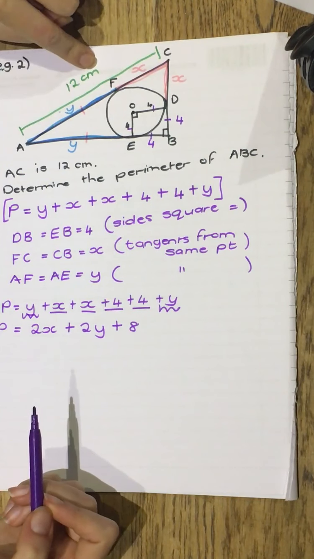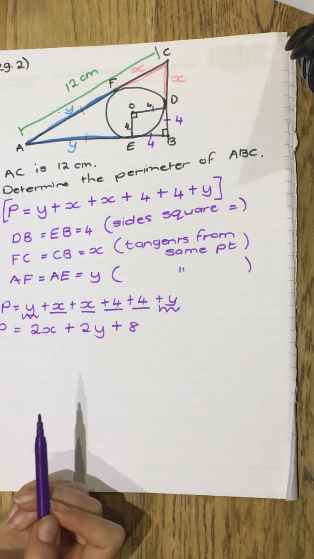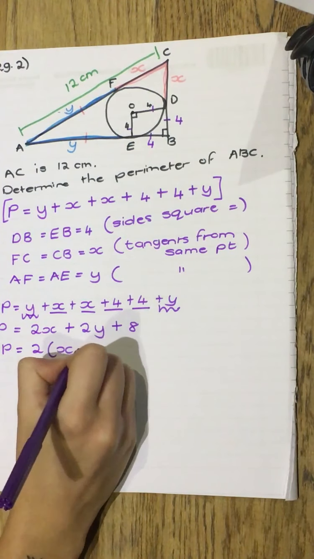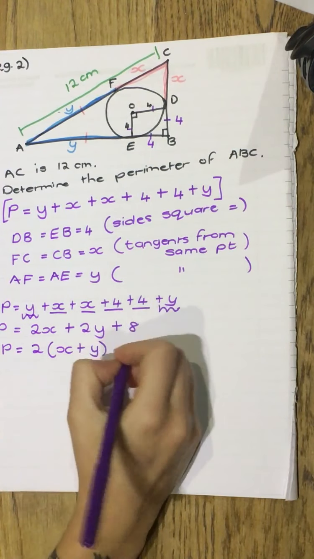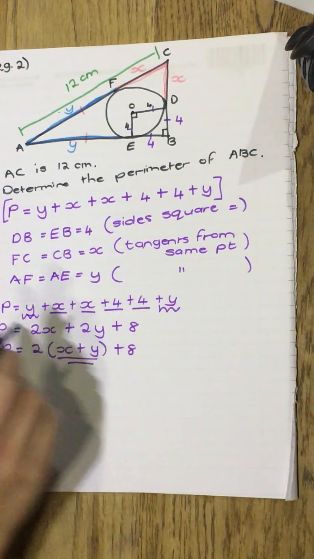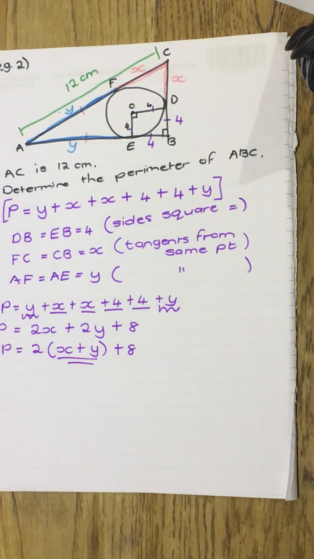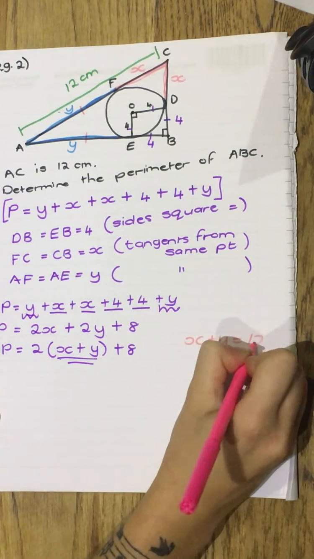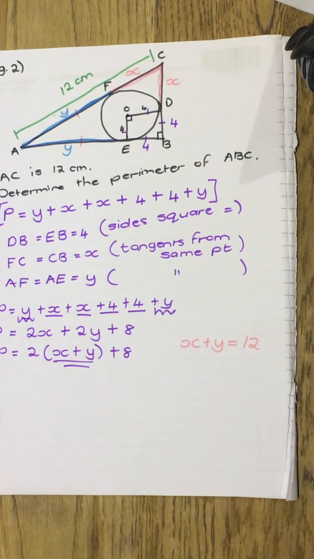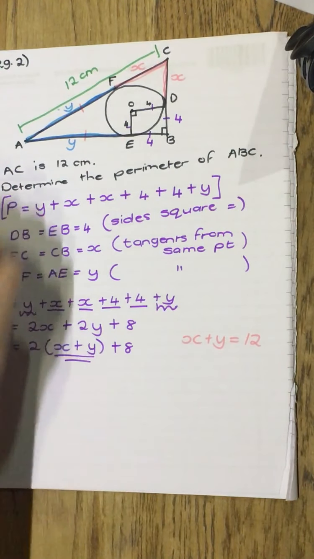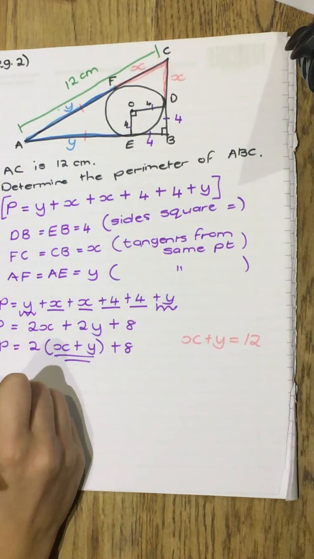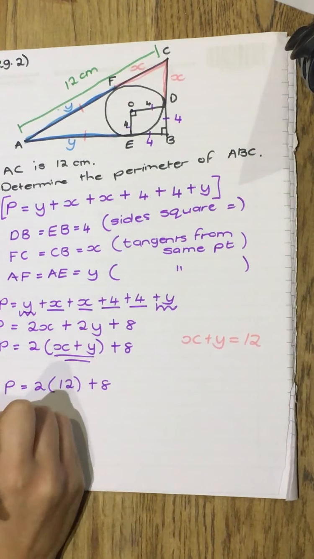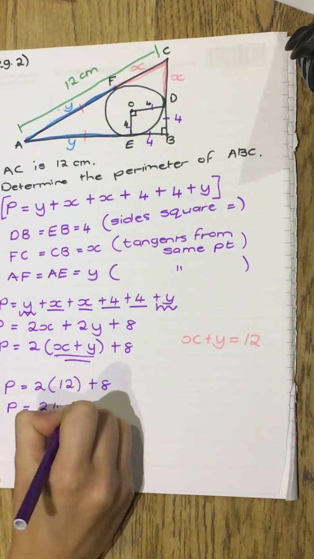And then think about this. x plus y is 12. So do you see where we're going with this? I'll show you what we're going to do here. So let's say you take out this 2 and you have x plus y. I'm not going to worry about factorizing the 8 because we're looking for this. Okay, so now we know on the side here, we know x plus y equals 12, because that whole length is 12. So instead of writing x plus y, what I'm going to do is replace it with a 12. So the perimeter is 2 times 12 plus 8. So P is going to be 24 plus 8.